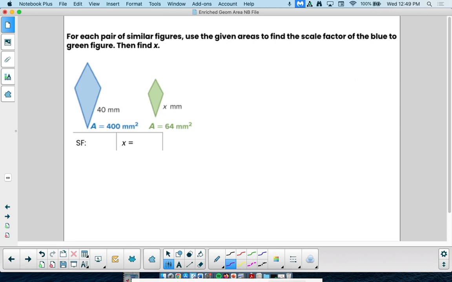Okay, last one. Starts the same way, ratio of your areas. 64 over 400. What is that reduced to? What's that? 8 over 50? Wait. Oh, alright, sorry. So we'll check. 4 over 25? 4 over 25? It's okay.